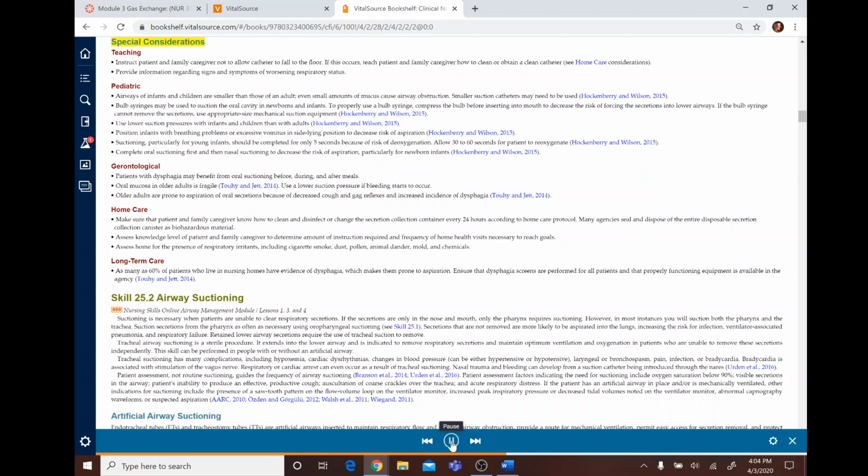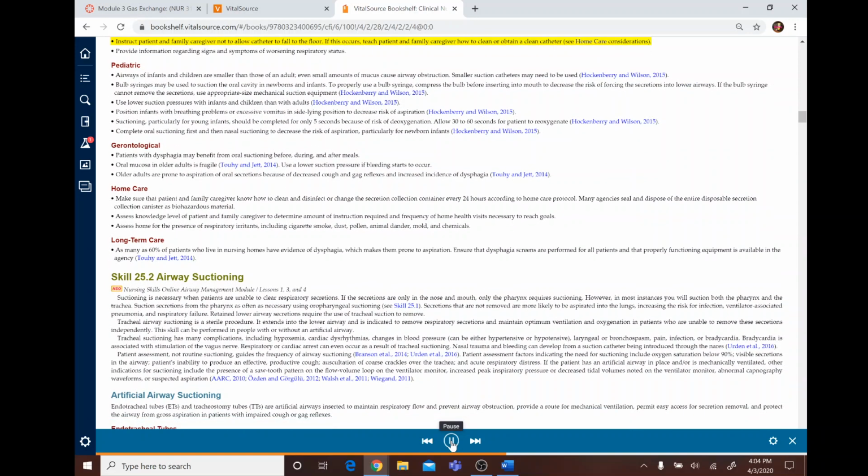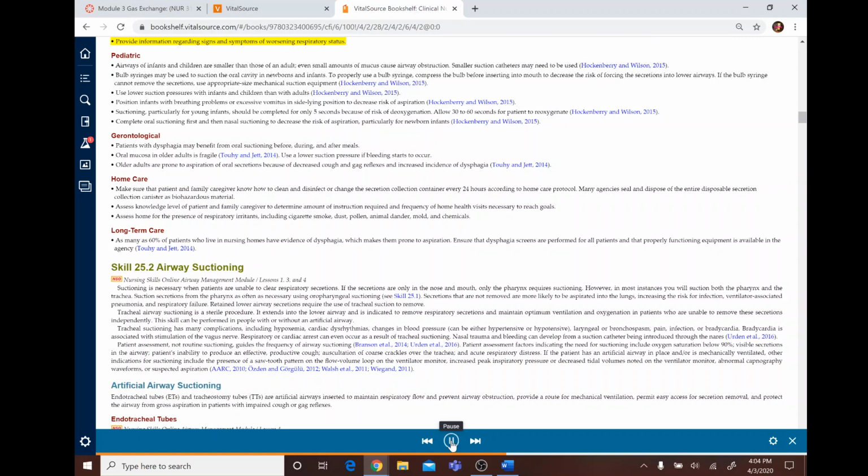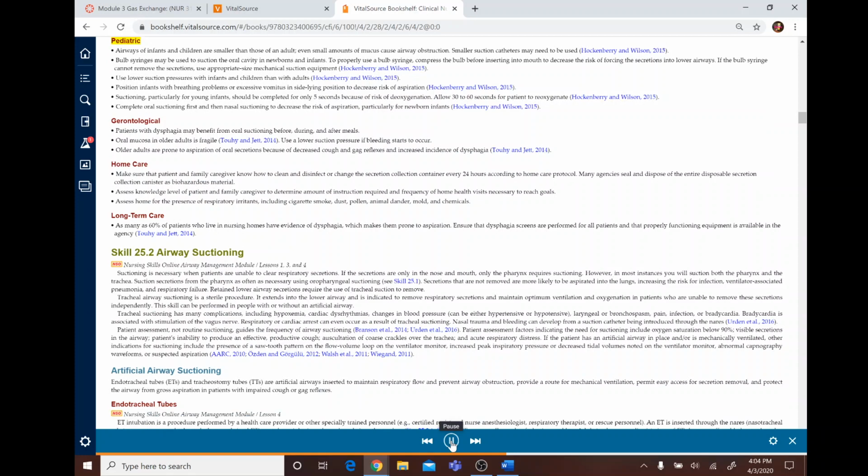Special considerations. Teaching. Instruct patient and family caregiver not to allow catheter to fall to the floor. If this occurs, teach patient and family caregiver how to clean or obtain a clean catheter. See home care considerations. Provide information regarding signs and symptoms of worsening respiratory status.